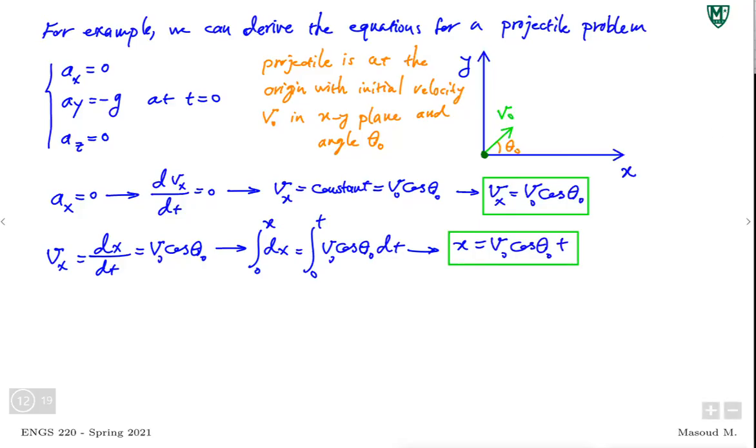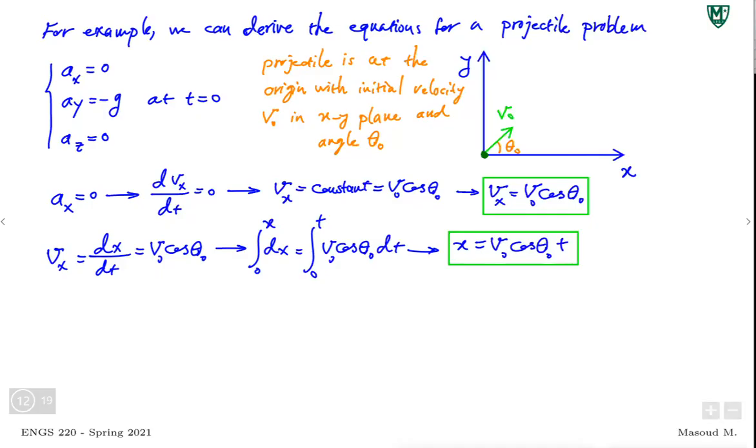Now, what we need to know in two dimensions is also what is Vy and what is y, right? To have a good picture of velocity and position. Because right now we only have the x component of velocity and the x component of position. We need to know the y component of velocity and the y component of position to have a good picture of where this particle or object is at any given time.